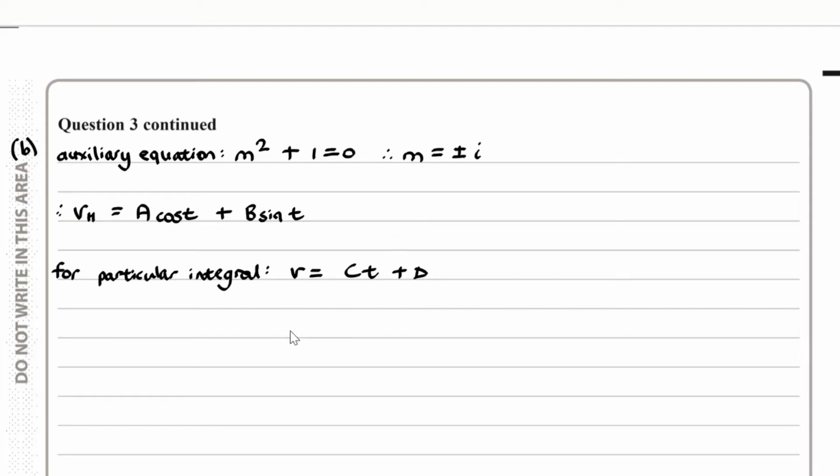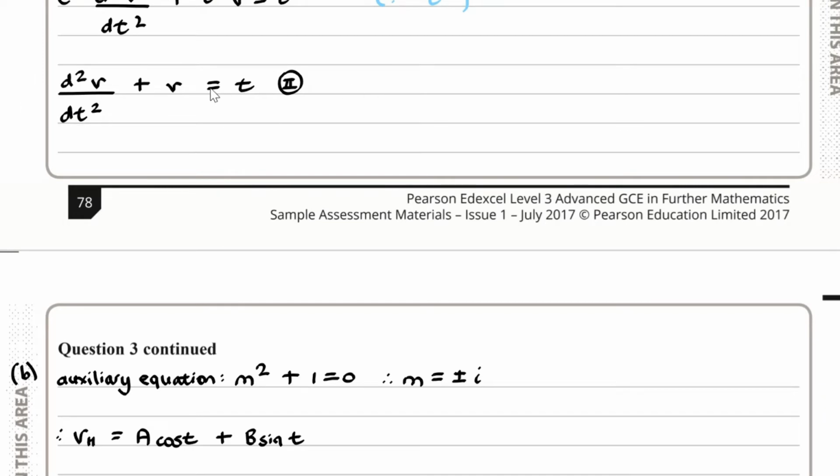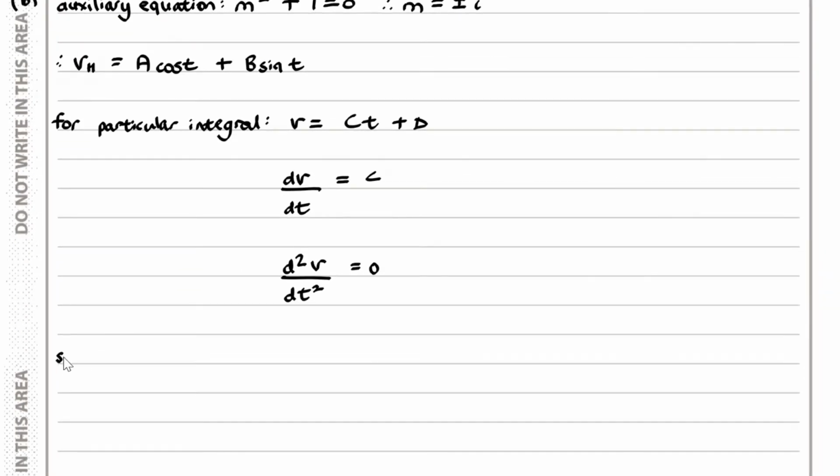And if we differentiate this, dv over dt, you'd find that to equal c, and d squared v over dt squared, you'd find that to equal 0. And now, if we substitute these back into our differential equation here, we can therefore see that this equation becomes the following. We have 0 plus ct plus d equals t.